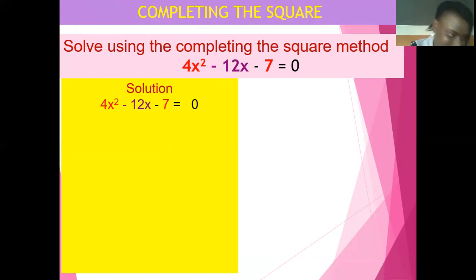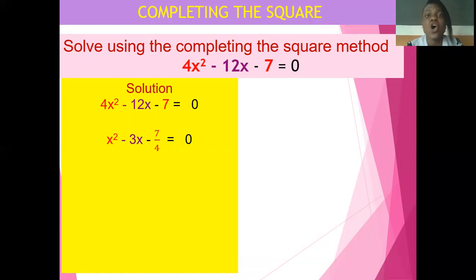No, wrong. The first step is to check the coefficient of x squared. I said it before. The first step is to check the coefficient of x squared. What's the coefficient of x squared? 4. Now, it's not 1, so we need to get rid of that 4. We need to make it 1. So we're going to divide every term in that equation by 4. So by the time we divide it by 4, we should have x squared minus 3x minus 7 over 4.